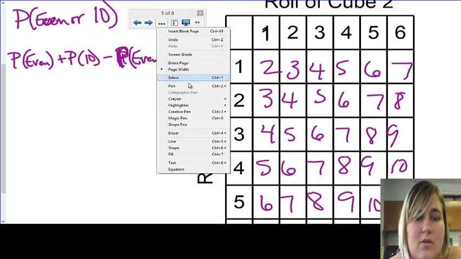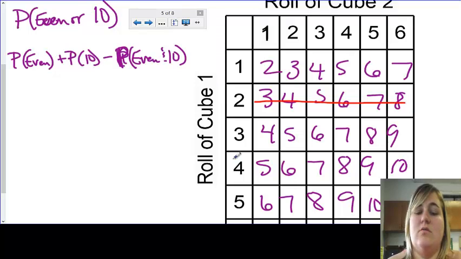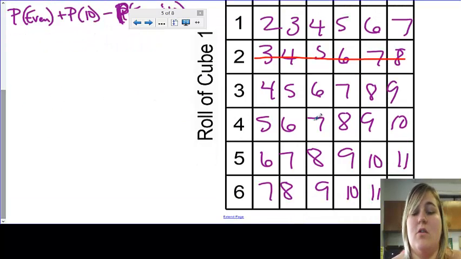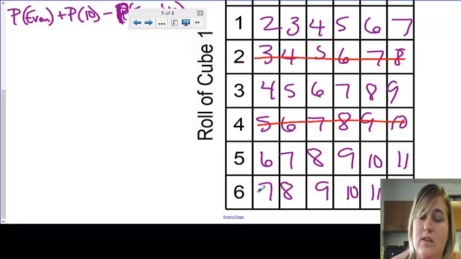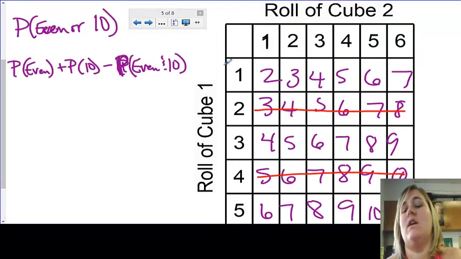Okay? So, the probability of rolling at least one even number, I'm going to change the color of my pen here so I can mark on this. Even numbers, on the first number cube, if I roll a 2, all of those are if I roll a 2. The next even number on my number cube is 4. All of those are if I roll a 4. Next one is 6. Okay, that's just my first cube. So out of my first cube, I have 6, 12, 18 possible. Then I have to do the second cube also.